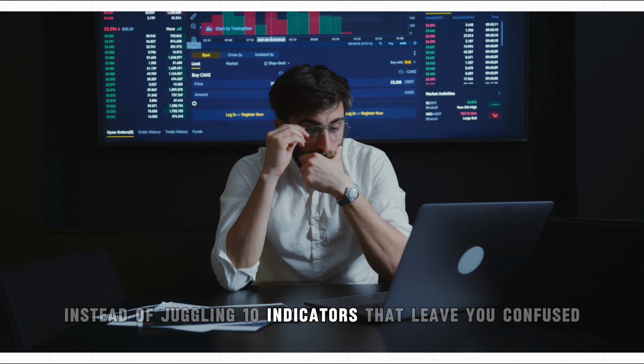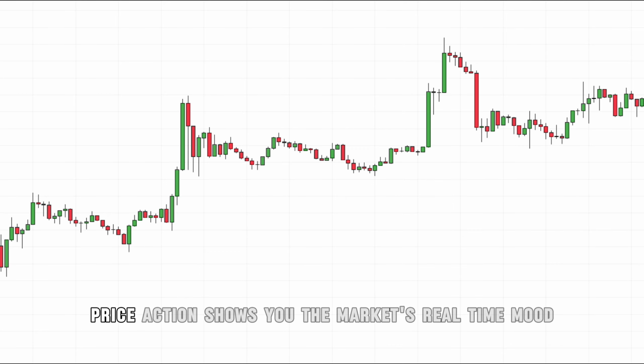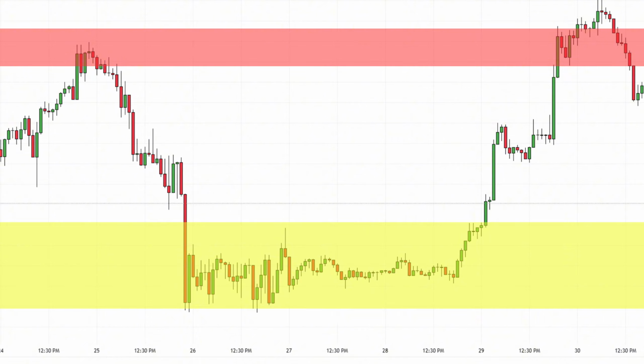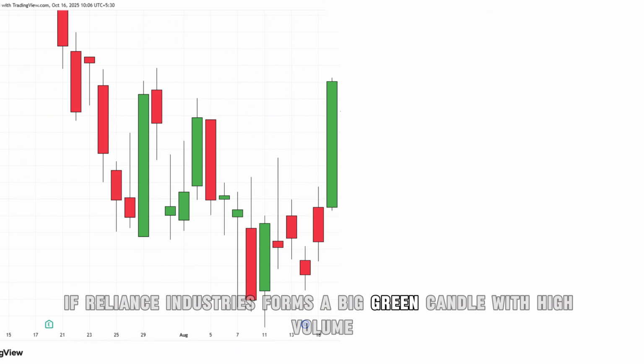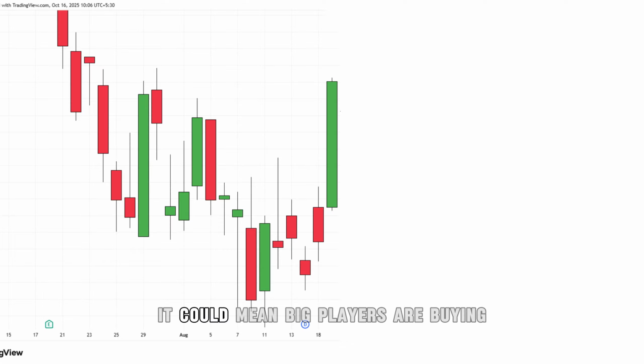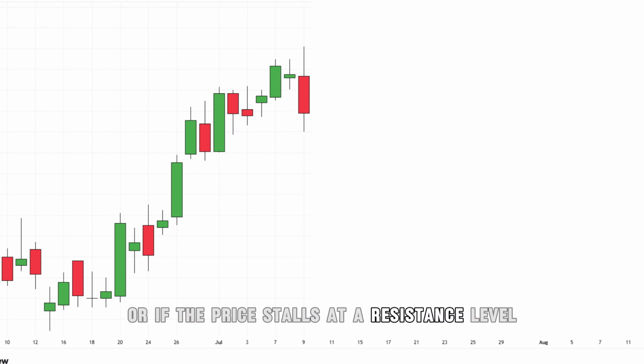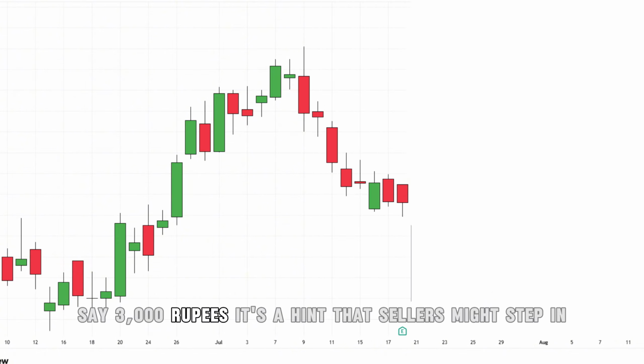Instead of juggling 10 indicators that leave you confused, price action shows you the market's real-time mood. For instance, if Reliance Industries forms a big green candle with high volume, it could mean big players are buying. Or if the price stalls at a resistance level, say 3,000 rupees, it's a hint that sellers might step in.